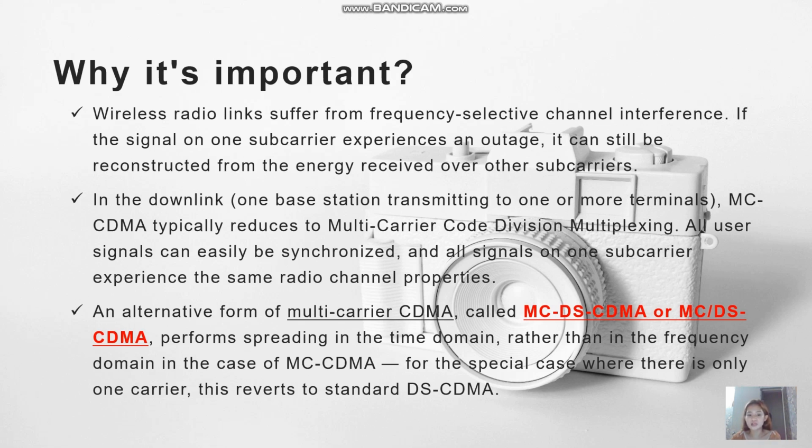where all users' signals can easily be synchronized and all signals on one subcarrier experience the same radio channel properties. Also, the alternative form of multi-carrier CDMA is called MC-DS-CDMA, which performs spreading in the time domain rather than in the frequency domain as in MC-CDMA. For the special case where there is only one carrier, this reverts to standard DS-CDMA.